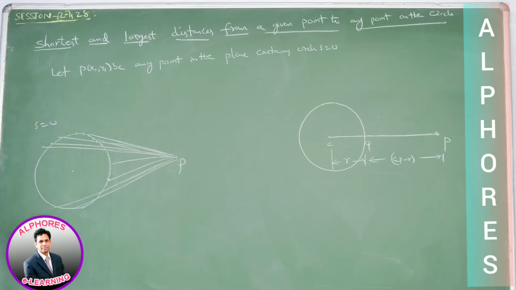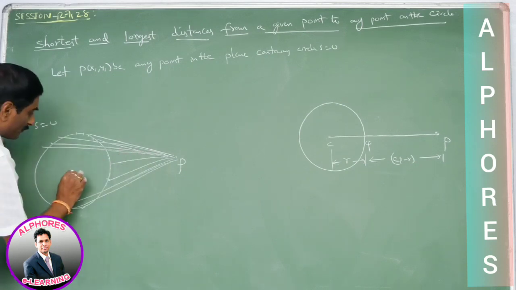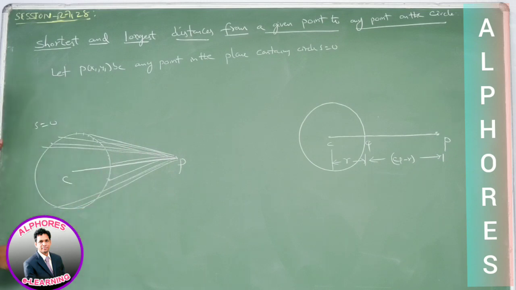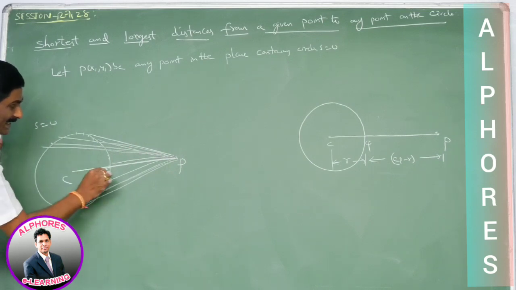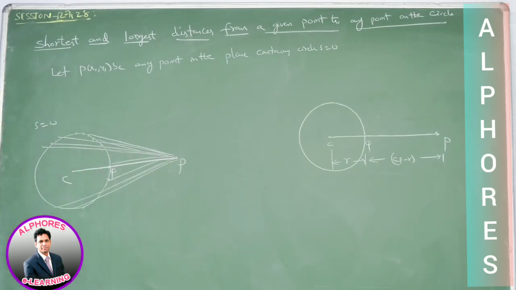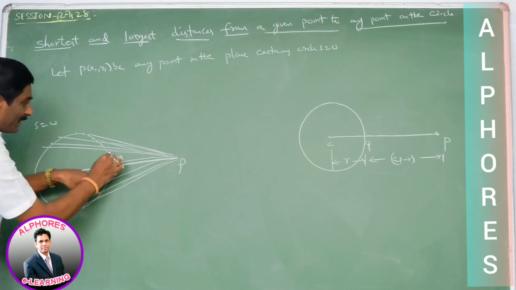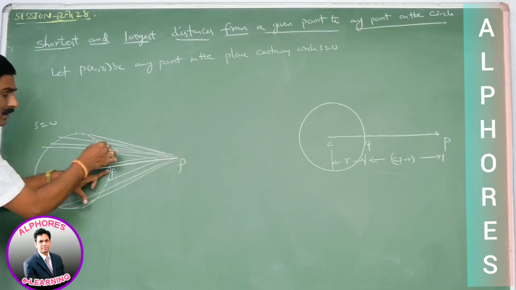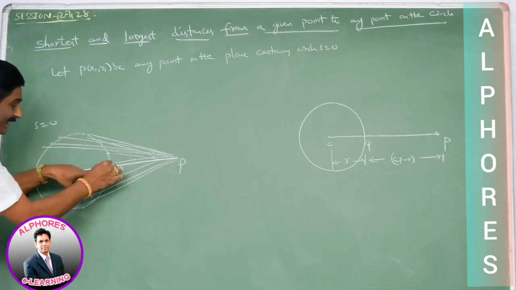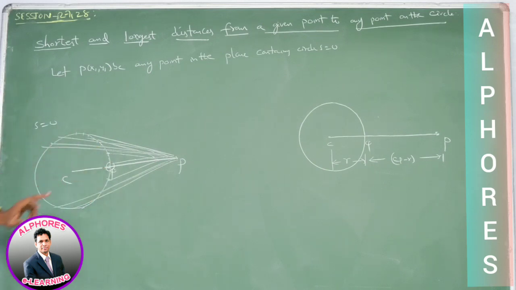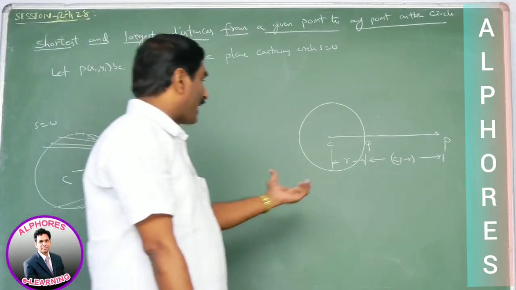What is that shortest distance? Suppose we join the center C and P. This line cuts the circle at Q. This is the QP distance. If you take another point, this distance is gradually increasing. At this point we get the shortest distance. The shortest distance from P to any point on the circle is nothing but PQ.